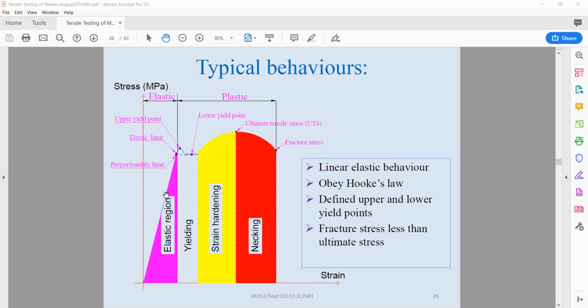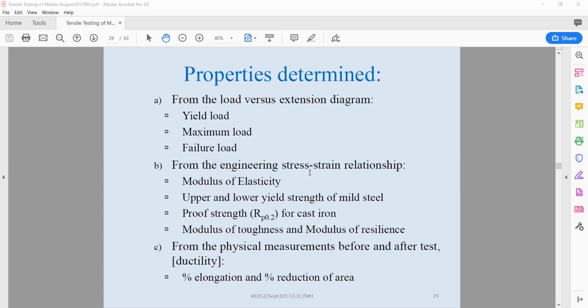So this type of ductile black mild steel, as you see, has a linear relationship between stress and strain initially. After plastic deformation it becomes non-linear. But initially it is linear until it reaches its proportionality limit. So this has linear elastic behavior. It obeys Hooke's law. Obeys Hooke's law means the stress is proportional to strain. Then the other important feature from this graph is it has a defined upper and lower yield point. And the fracture stress, as you see, is also less than the ultimate tensile strength.